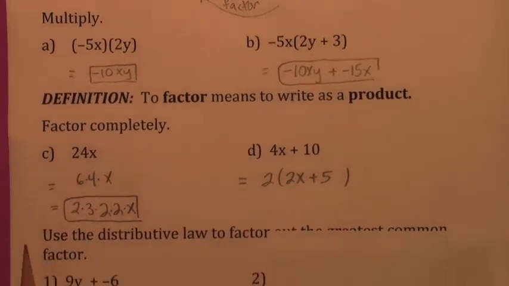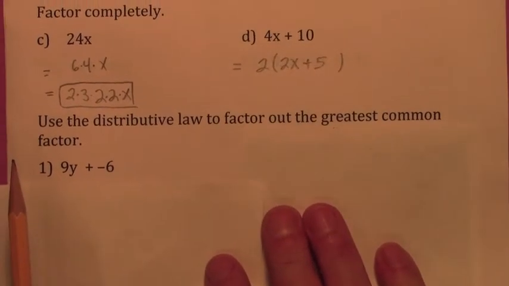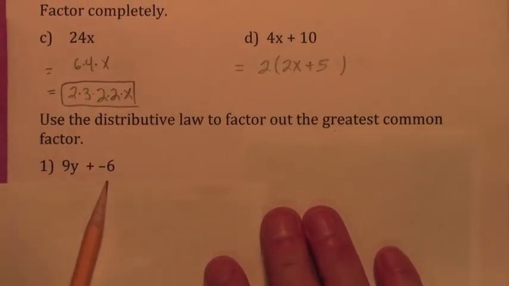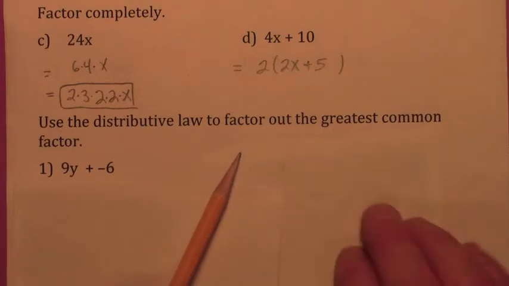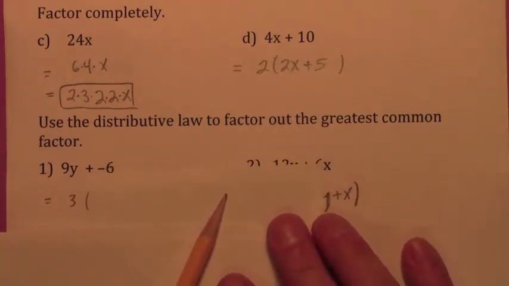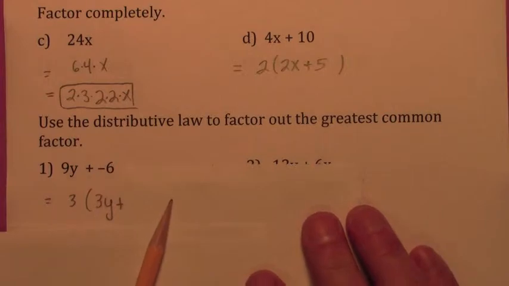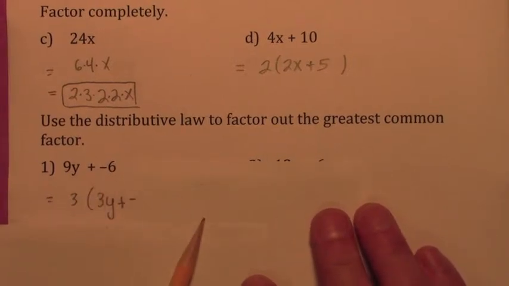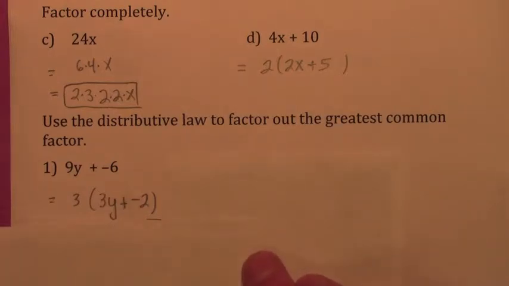All right, so on all these problems, we're using the distributive law to factor out the greatest common factor. 9y plus negative 6. What is the greatest common factor? What is the biggest number that goes into 9y and also goes into negative 6? The answer is 3. 3 is the greatest common factor, right? So what do you have to multiply 3 by to get 9y? The answer is 3y. Plus, what do you have to multiply 3 by to get negative 6? The answer is negative 2. This is factored because it's written as a product.